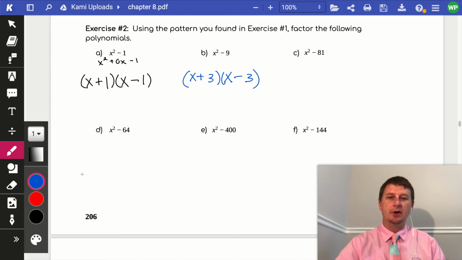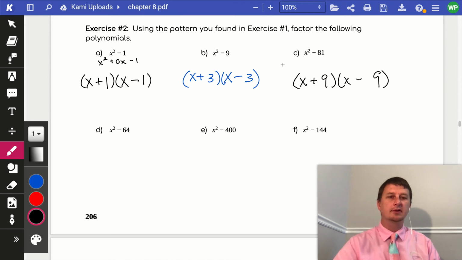We go to the next one where it says x squared minus 81. Is this a difference? Yes. Of two perfect squares? Yes. Because the square root of x squared, once again, is x. And what's the square root of 81? The square root of 81 is 9. So we put a plus and a minus. And there we go. X plus 9, x minus 9 is factored completely.